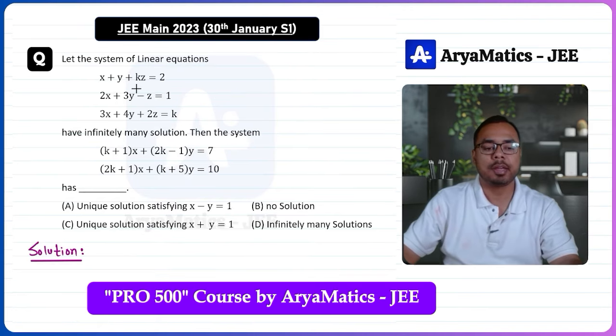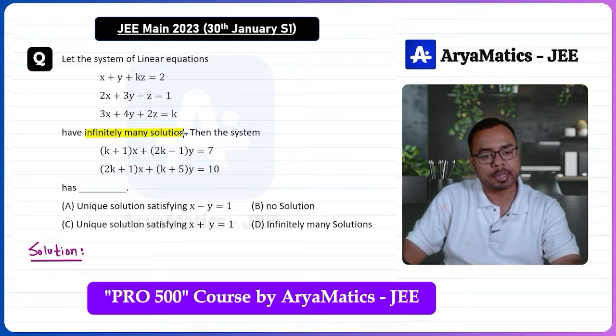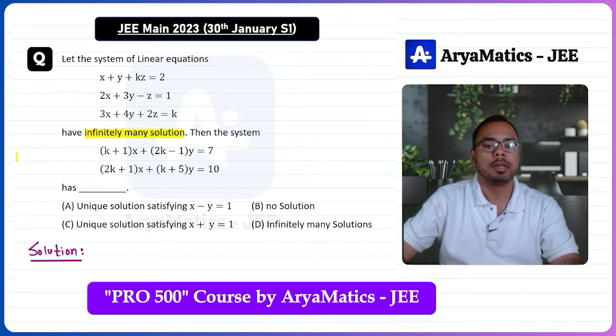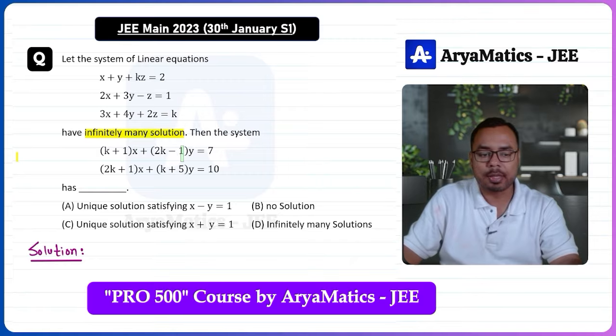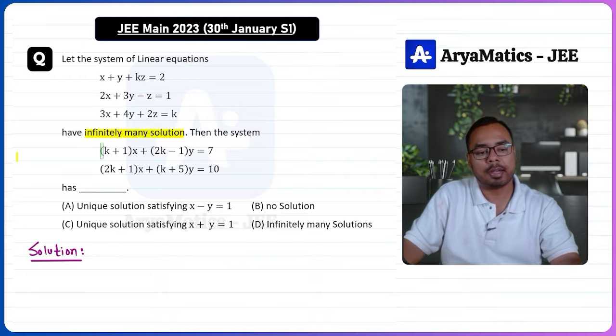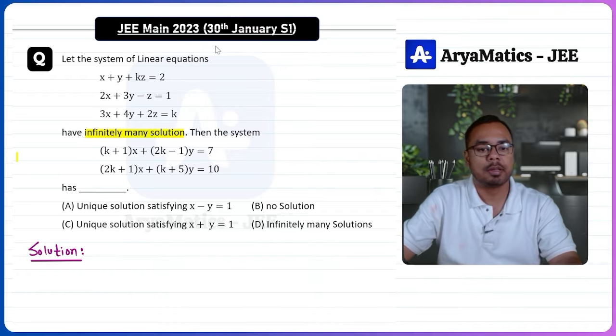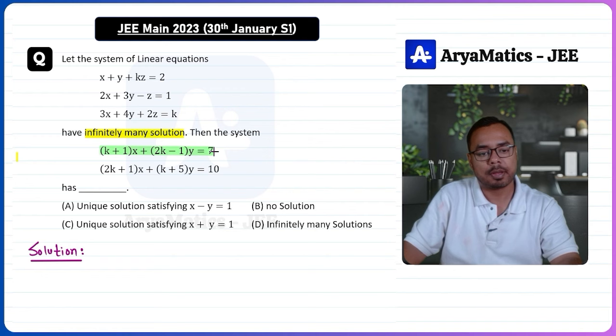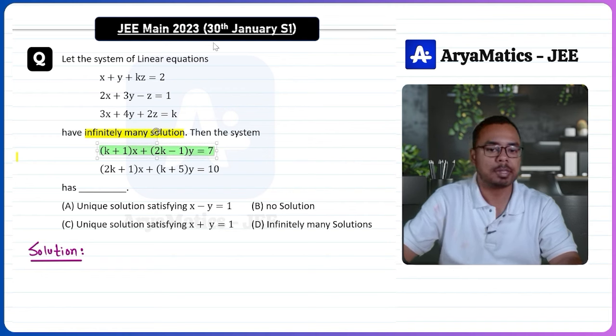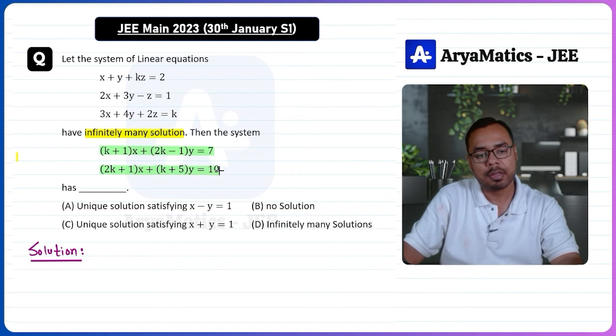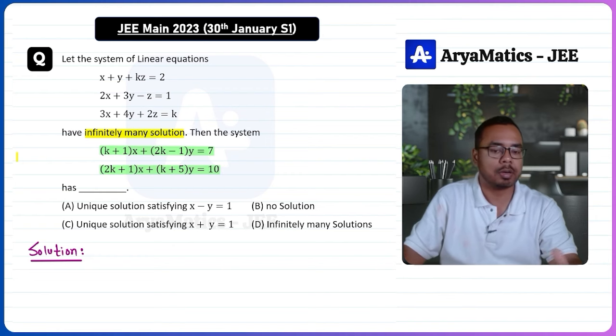Consider the system of linear equations. There are three equations and three unknowns x, y, z, right? Three variables. If this system of linear equations has infinitely many solutions, then we have to comment about another system of linear equations in k. Variables are x and y, and we have two equations, two unknowns, right? And we have to comment about whether it will have a unique solution, no solution, or an infinite number of solutions. And also for unique solution, there are two different cases.